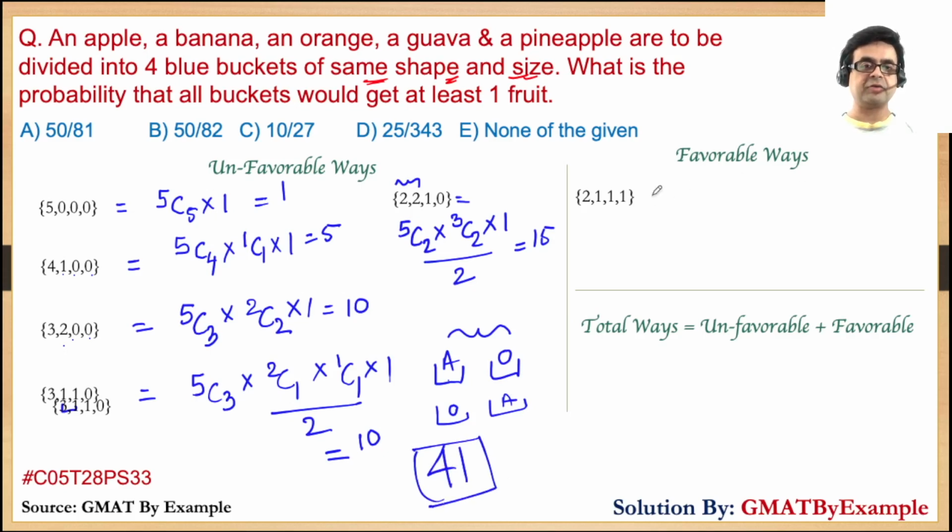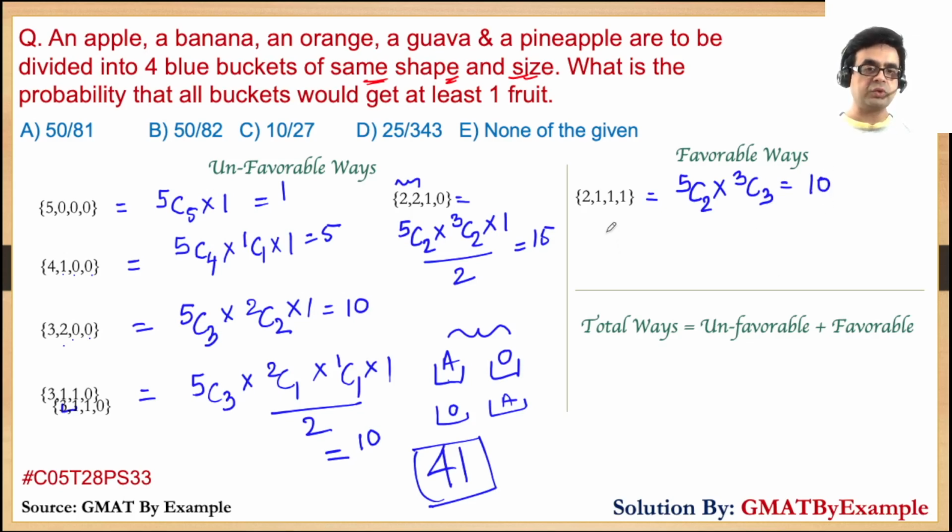Now let's look at the favorable ways. We will start the same way. From the 5, we will select 2 fruits multiplied by, from the remaining 3, we can select 3 fruits and just distribute 1 each because the order doesn't matter. So we can do it this way, which gives us 10 ways of doing this.